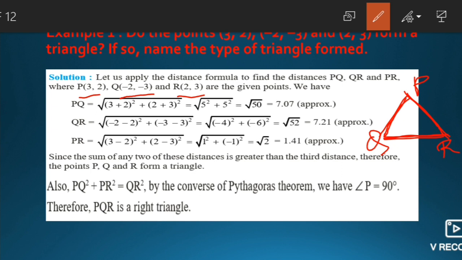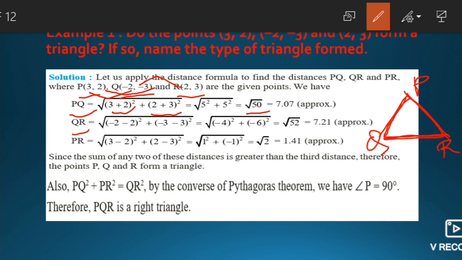First of all, let me find the distance PQ. This is P coordinate, this is Q coordinate. If I apply the distance formula, it will be (3 minus of minus 2), that's why (3 plus 2) whole square, plus (2 minus of minus 3), that is (2 plus 3) whole square. So it will be root under 50. Similarly, we can find the distance between Q and R.